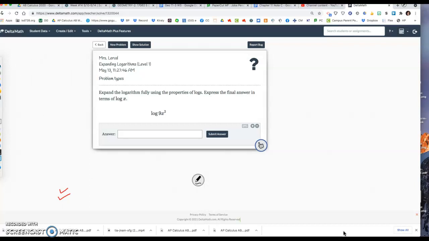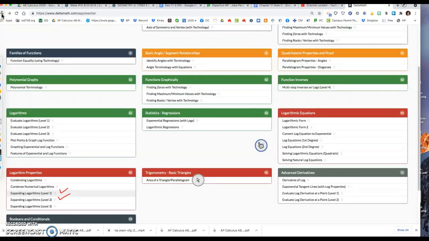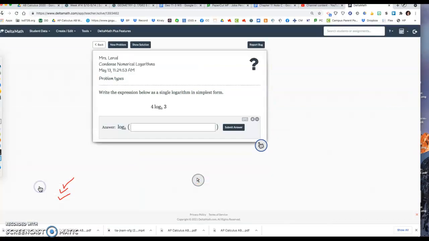All right. So we're going to go back one more level just for distance learners so they have one of every level. And we're going to do condensed numerical logarithms. It says write the expression below as a single logarithm in simplest form. So you're actually going backwards. And you're saying, well, what do I have here? I have a power that must have come out front. So when you can condense it, guess where you put it? Back in. So this would be log base b of 3 to the 4th.